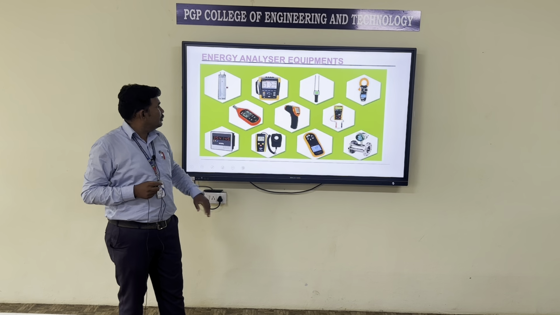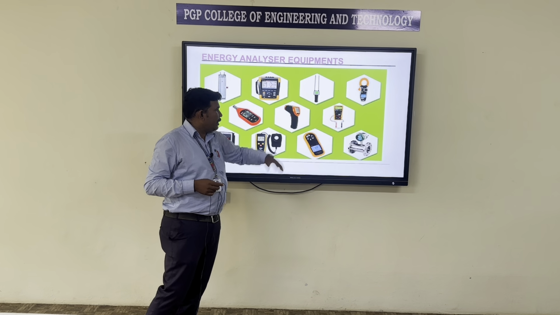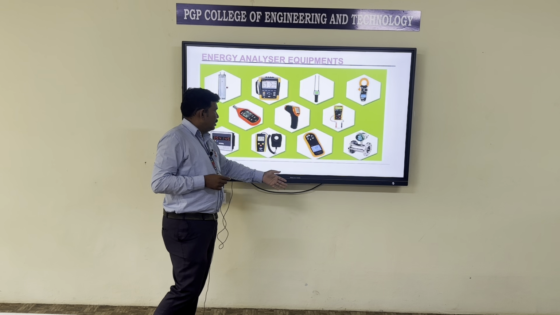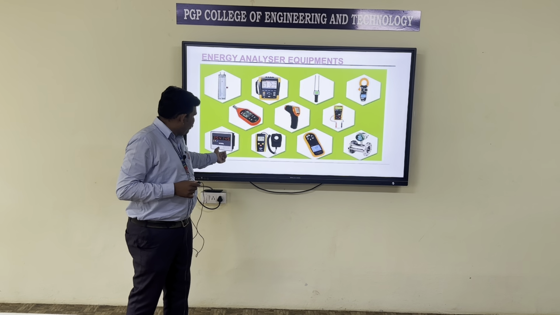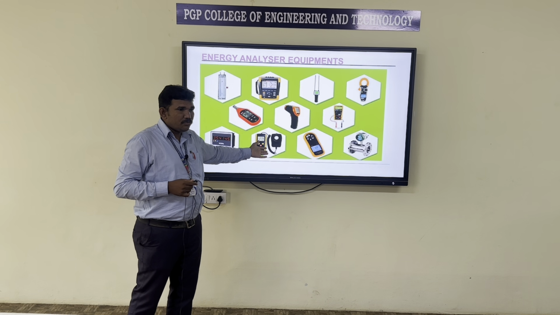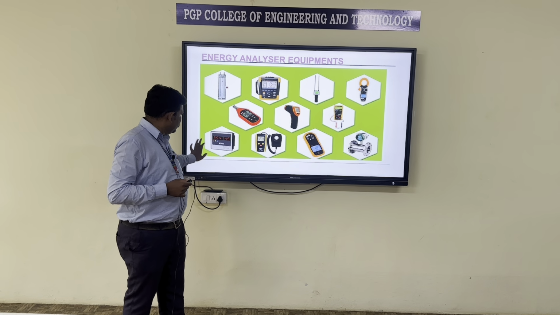So these are the equipments: power analyzer, Fluke clamp meter, multimeter, image meter, power correction meter, and the lux meter, which is used for finding the light intensity, the illuminance.